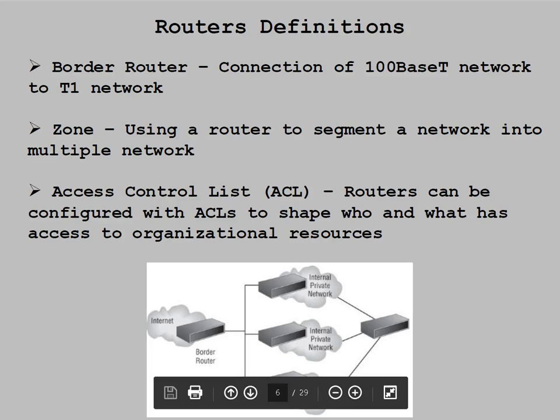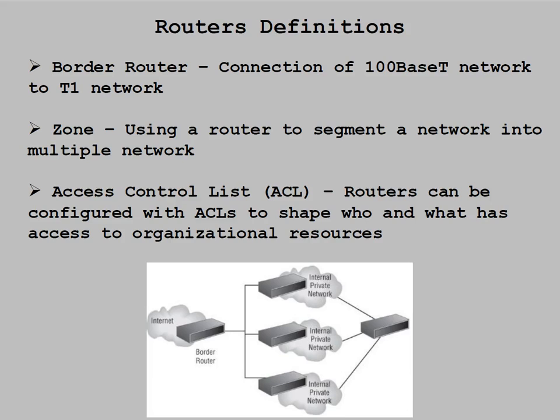So to take the router definitions a little bit further here, there's different types of routers that are out there. You have them listed on the overhead here. We have the access control list, which we just talked a little bit about. We have a zone, which is kind of cool. We'll talk about that here in a second. And then you have this thing called a border router, or maybe a gateway router.